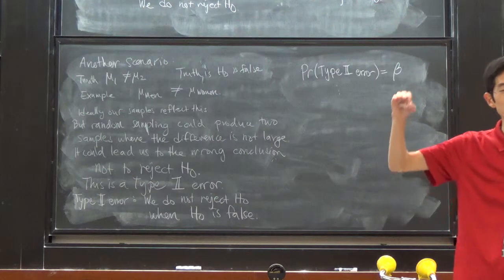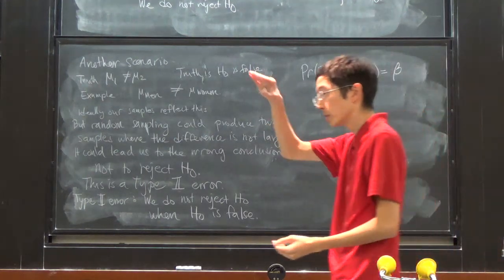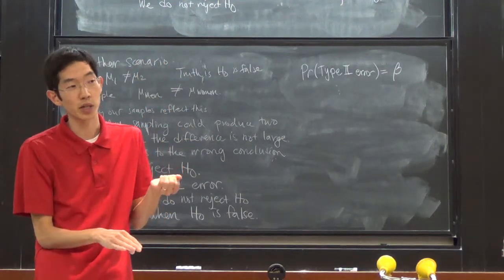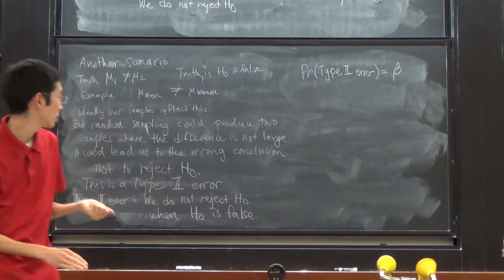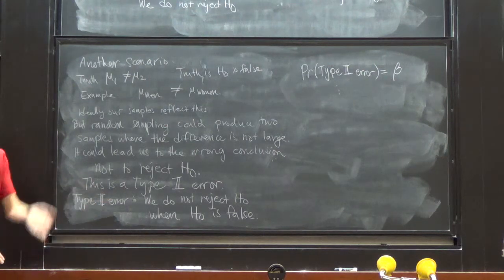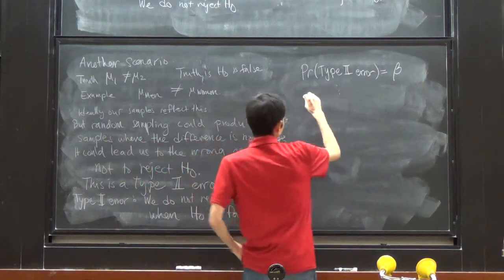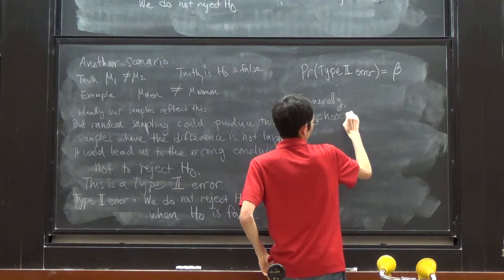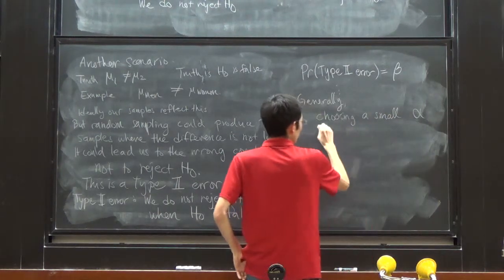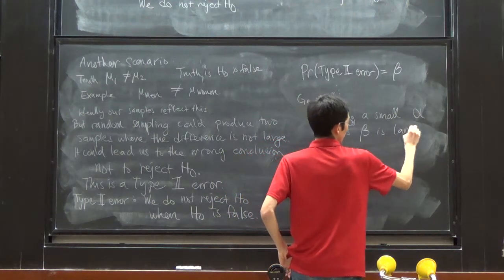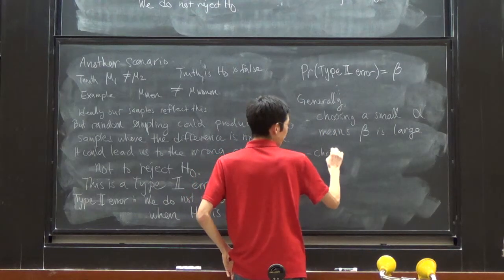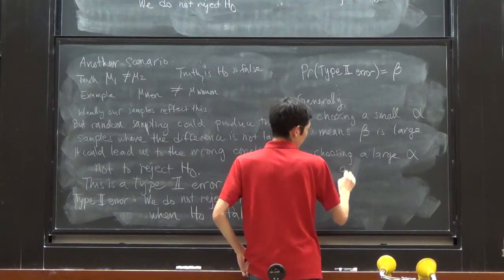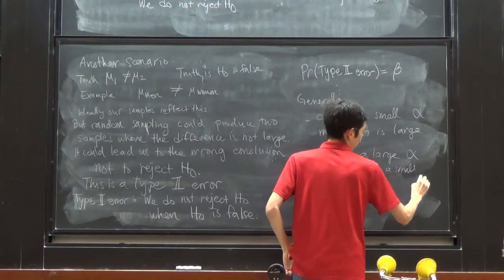But in general, if you choose to decrease alpha, so you're trying to lower the probability of a type 1 error, by choosing to lower alpha, you generally increase beta, because lowering alpha means you are rejecting less often, which means the possibility that you didn't reject when you should have goes up. So in general, choosing a small alpha means beta is large. And on the other hand, choosing a large alpha will give us a smaller beta.